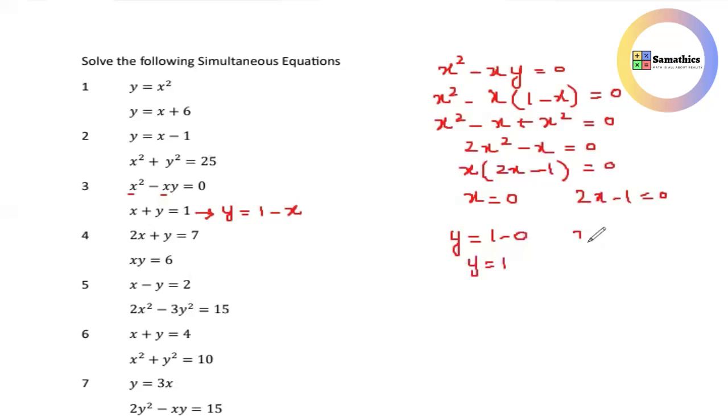And here, 2x minus 1 is 0, so we have x is equal to 1 upon 2. And here you will be substituting 1 upon 2, y is equal to 1 minus 1 upon 2. So y is equal to 1 upon 2. We have the solutions 0 comma 1 and 1 upon 2 comma 1 upon 2.